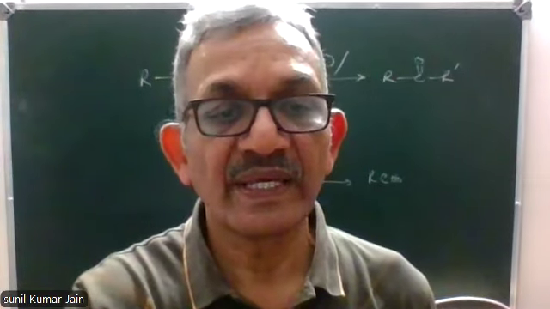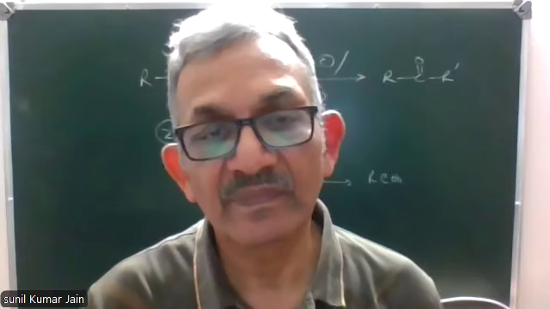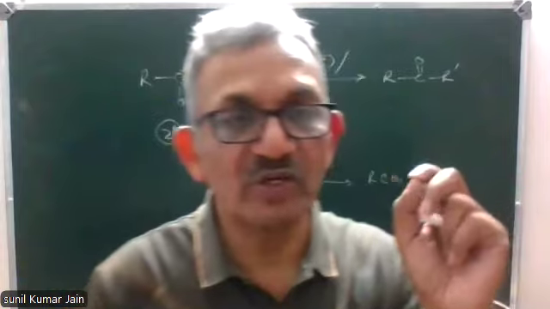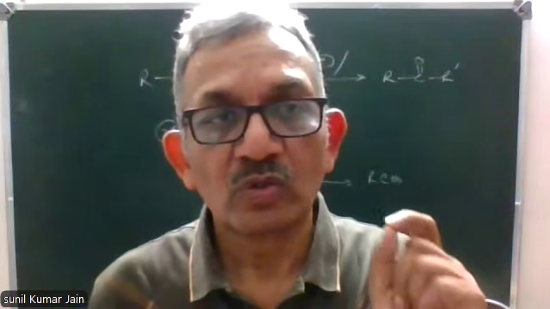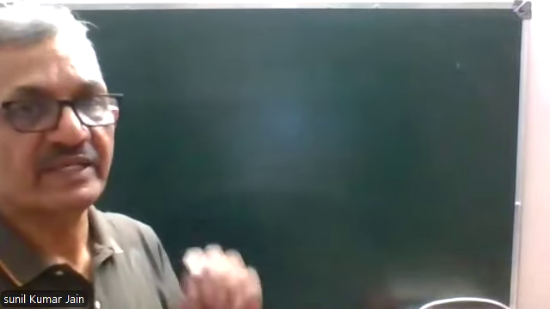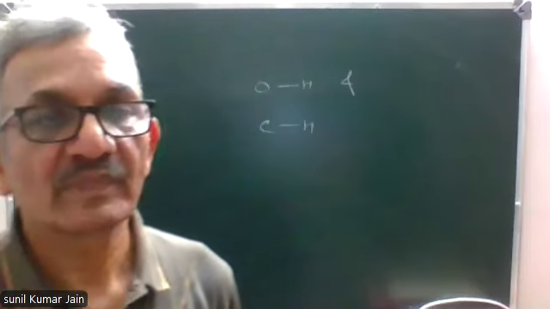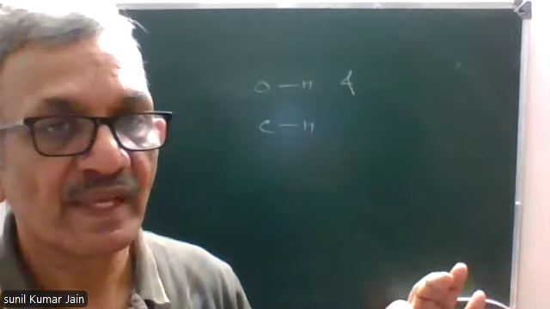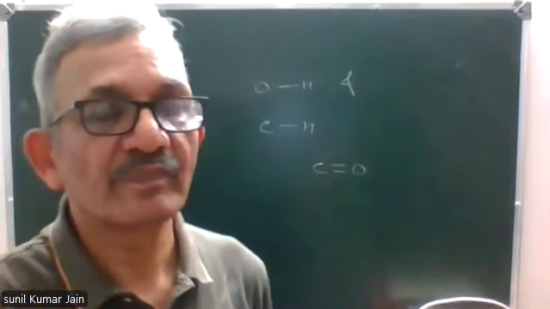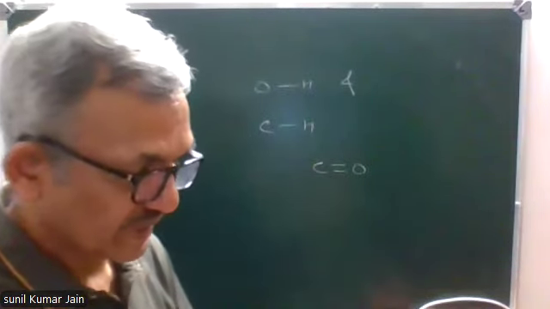Oxidation of a primary alcohol to give aldehyde and oxidation of a secondary alcohol to give a ketone involves breaking of OH and CH bonds and formation of C double bond O, as shown below. Now please copy from the board.